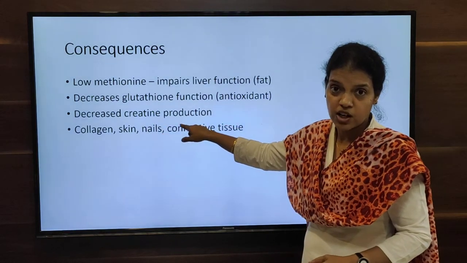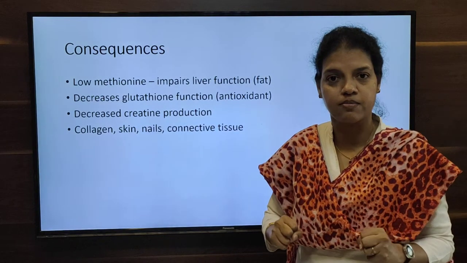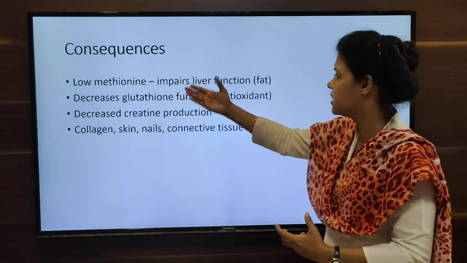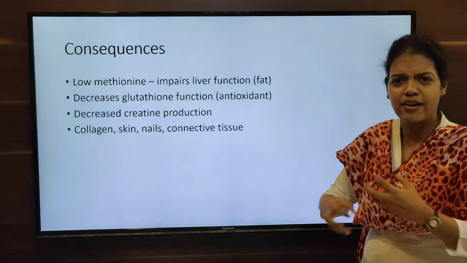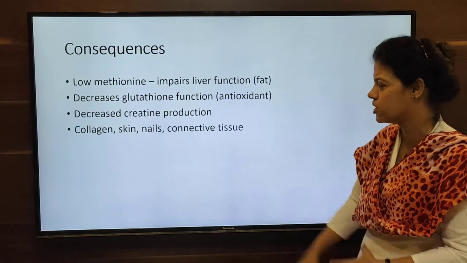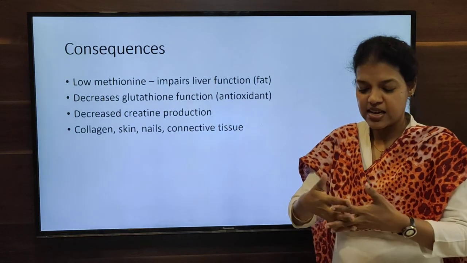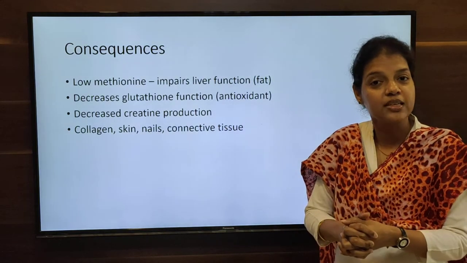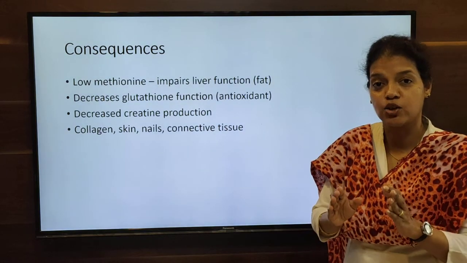There is decreased creatine production because methionine metabolism is affected, and creatine is very essential for various muscular functions. The strength of the muscle and energy supply for the muscle is all dependent on creatine. That is affected. It affects collagen, skin, nails, connective tissue. So everything related to proteins, any tissue related with proteins, you will have all these functions being impaired. So this amino acid methionine, again, I would like to sum it up by saying it's the bringing together of folate and B12. Both these vitamins are essential for normal metabolism of this amino acid methionine.